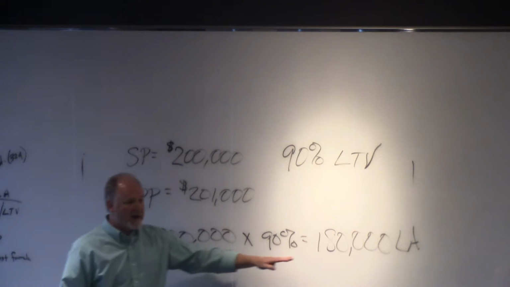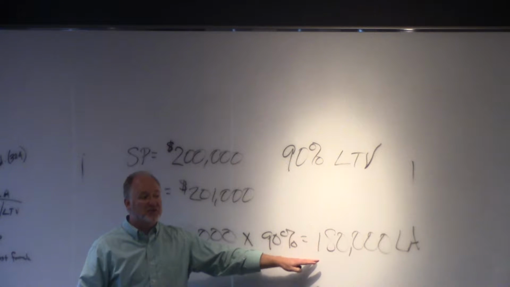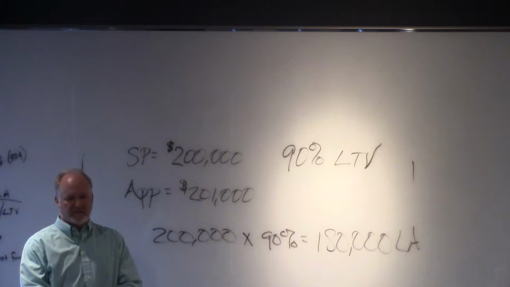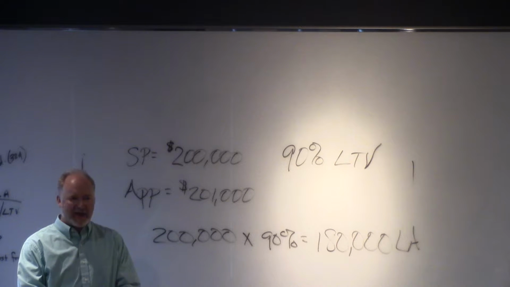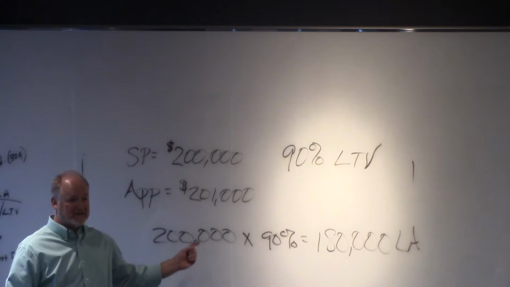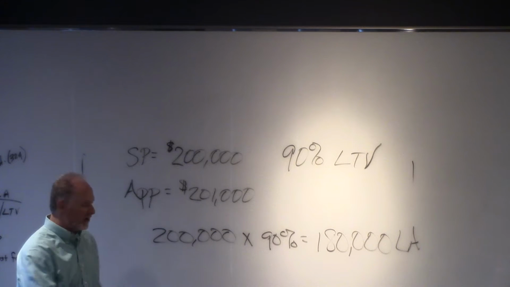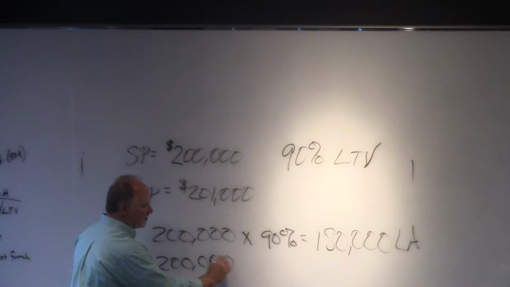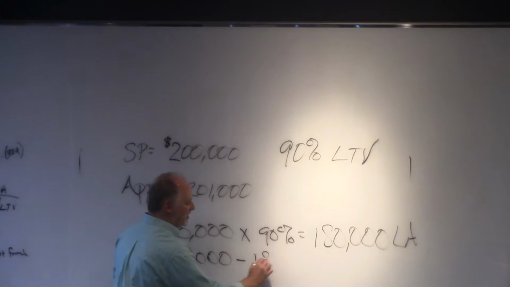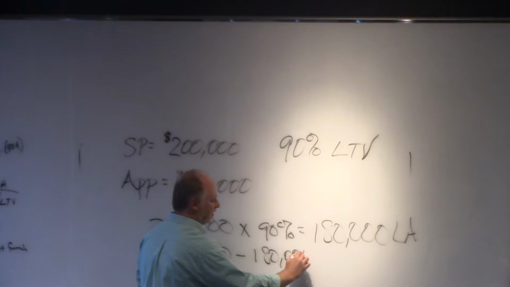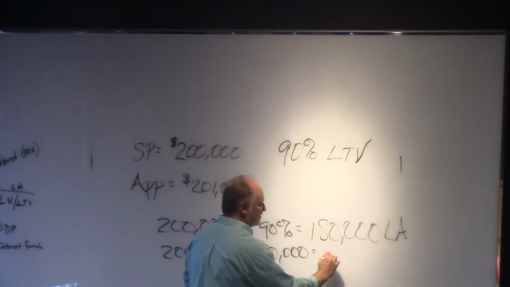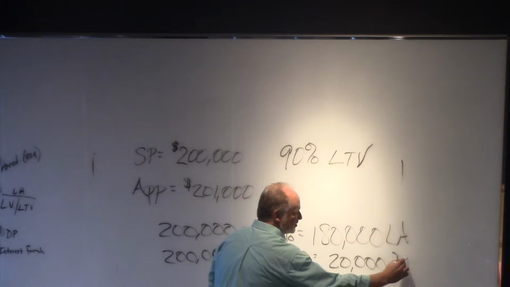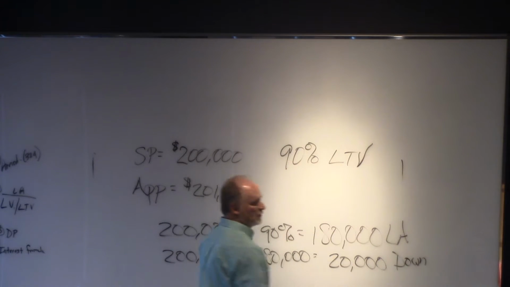Now that we know what your loan amount is, the next obvious question is, how much would your down payment be? I'm going to give you a piece of advice here. Whenever they ask you that question, take the sale price and subtract the loan amount. The sale price was how much? 200,000 minus 180. So your down payment is going to be how much? $20,000. That is your down payment. Okay?